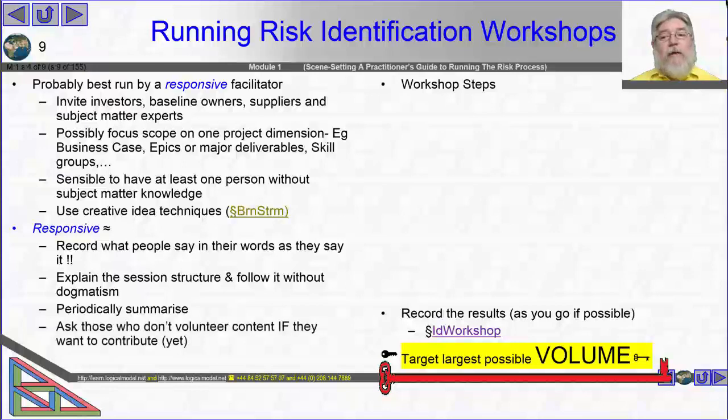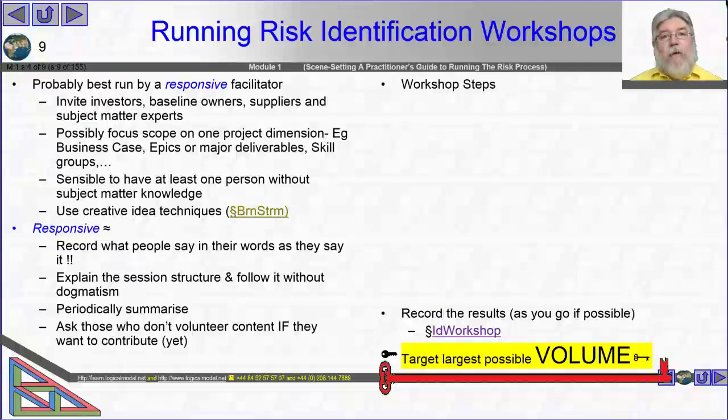Periodically we should summarize, and we should allow people to sit without making lots of contributions. We should ask the people who make lots of contributions to slow down and wait for other people to speak first, and we should ask the people who aren't contributing without being prompted, do you have a contribution to make yet? And we should allow them to say no, because otherwise we discourage them from wanting to come to our sessions in the future.